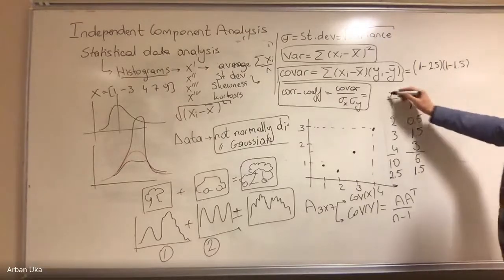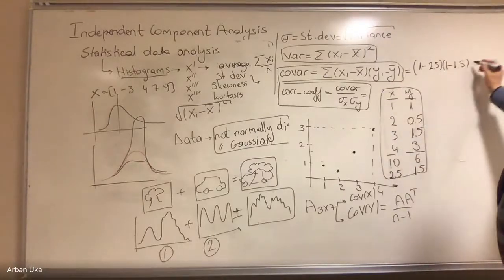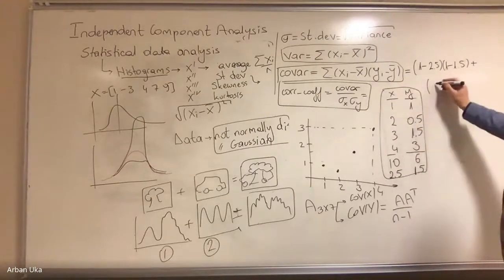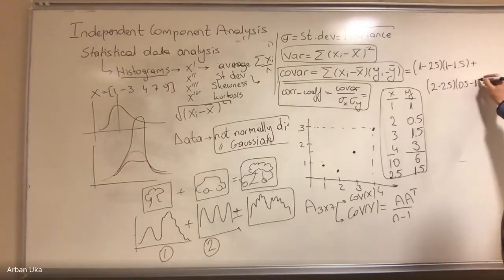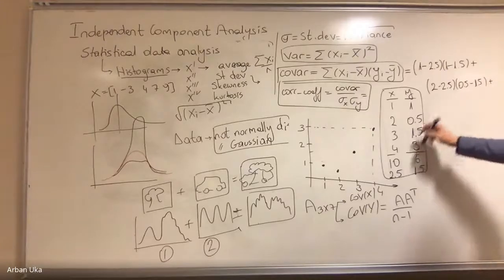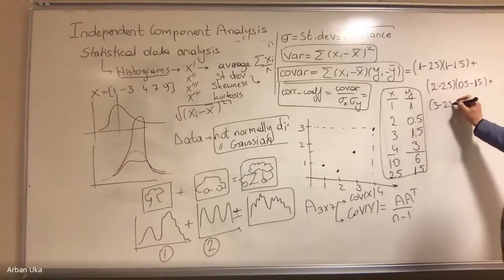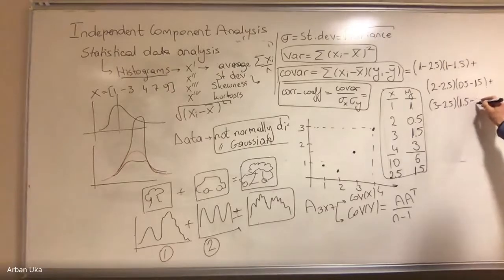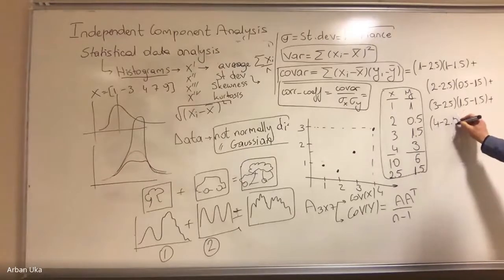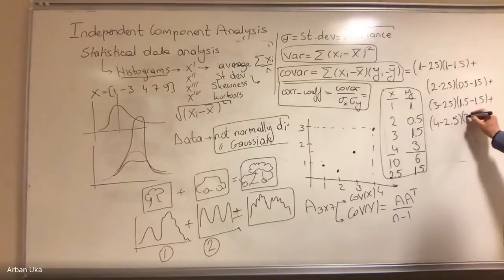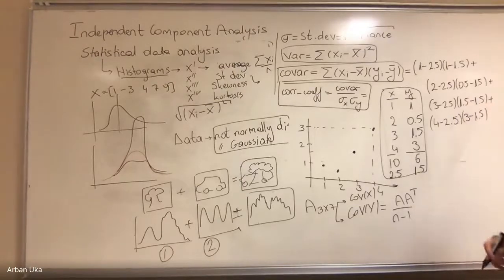And then allow me to use the board a little. So then we sum over the second point, it's 2 minus 2.5 times 0.5 minus 1.5, okay? Plus the other point is 3 minus 2.5 times 1.5 minus 1.5, plus these numbers, I tried to make them up randomly. 4 minus 2.5, 3 minus 1.5. So this is the covariance, okay? And then we have a look at the calculations.